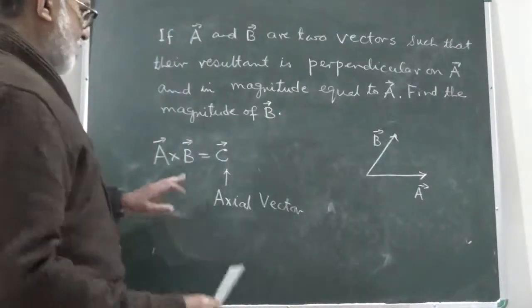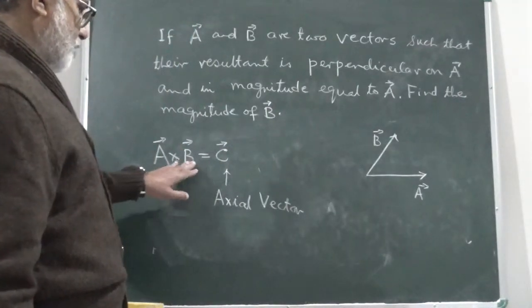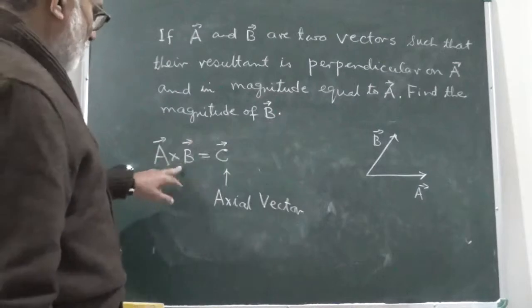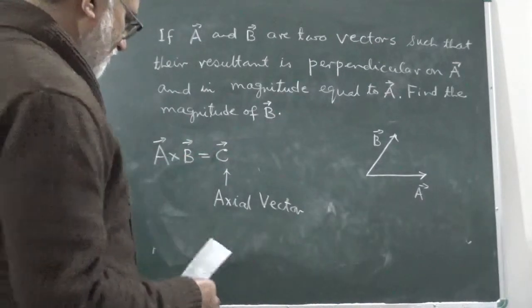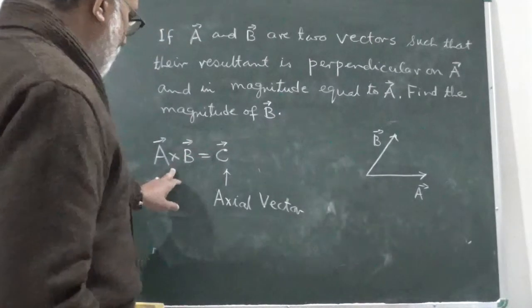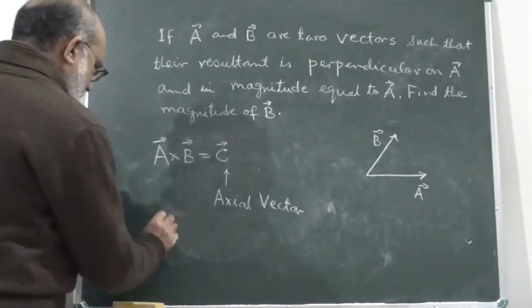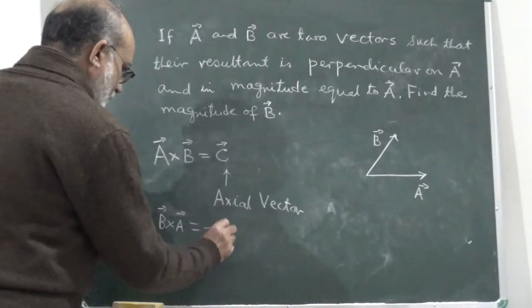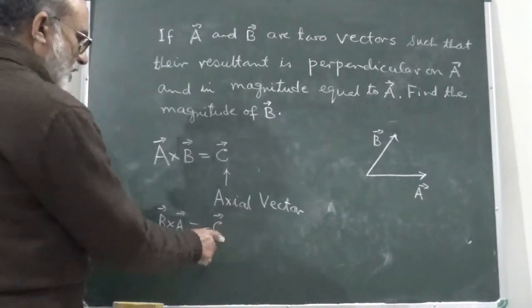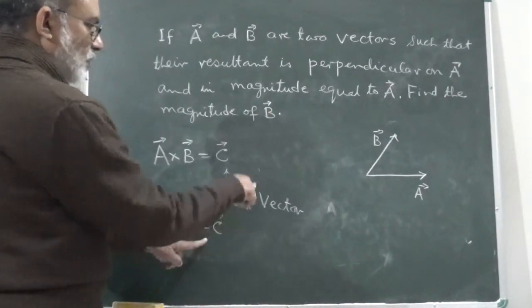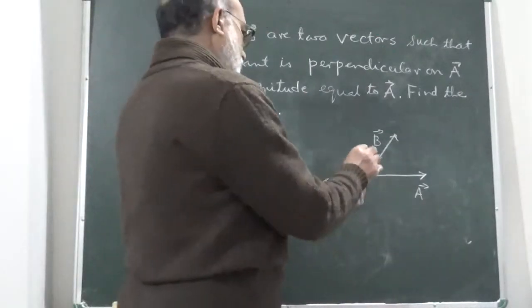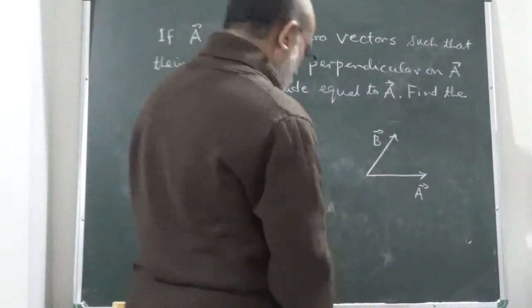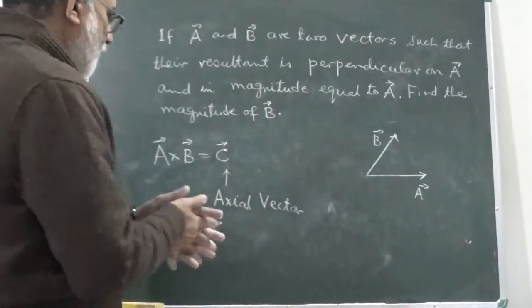If you change the order of multiplication, B cross A, you change the rotation, and this will be minus C. So instead of taking A cross B, if you take B cross A, this will be minus C. Again it is directed along the axis, but the direction is opposite. B cross A means inward and A cross B means outward. So this is the meaning of an axial vector.